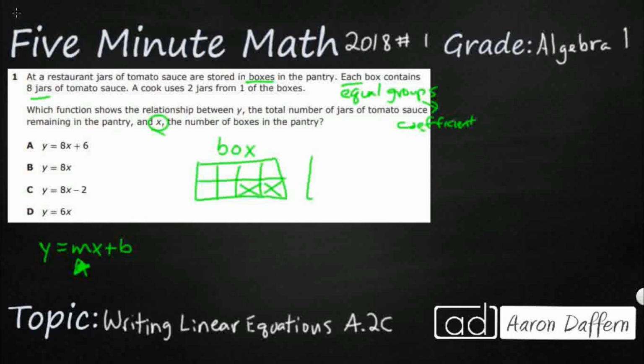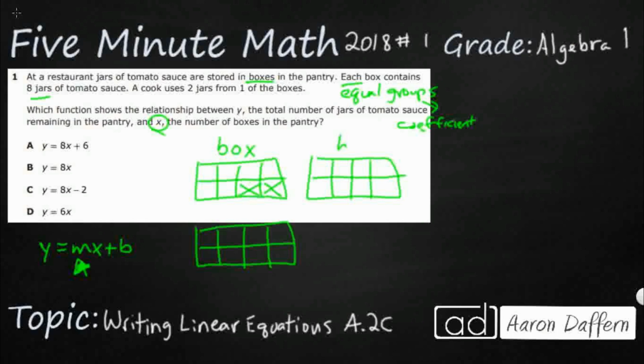We could have 1 box. We could have 2 boxes. We could have 18 boxes. So let me just draw 3 boxes here. We don't know how many boxes we have, but what we do know is that we also have a constant. Our constant is going to be the cook uses 2 jars from one of the boxes.